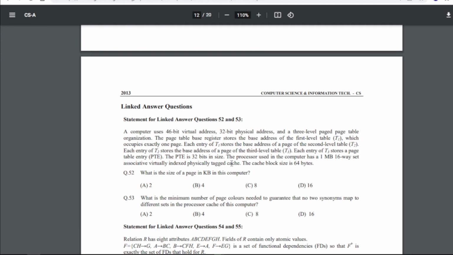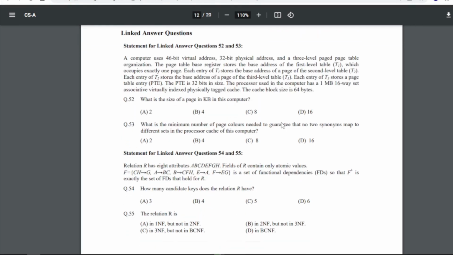The PTE is 32-bit in size. The processor used in the computer has a 1 MB 16-way set associative virtually indexed physically tagged cache, right? The cache block size is 64 bytes. So what is the size of a page in KB in the computer? So for 52 here our answer will be C, that is 8.